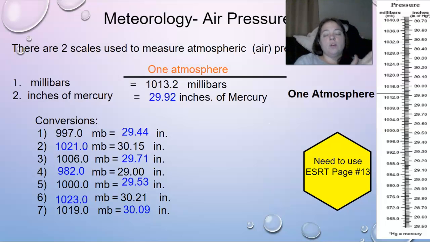All right, so you're going to do some conversions for homework. Use your page 13. If you have questions, or you want me to check it over, hop on Zoom.